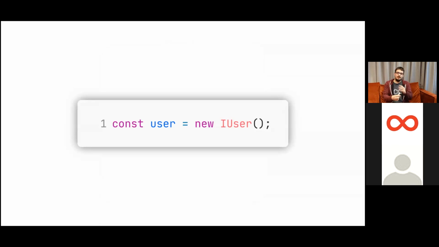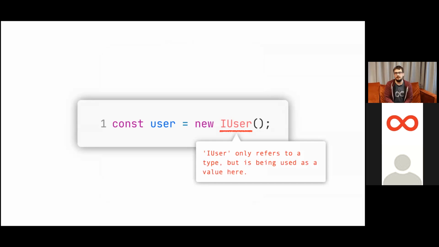One thing that you cannot do with interfaces is instantiate them. So if you try doing something like this, you will get an error because IUser only refers to a type, but it is being used as a value here. So what does it mean that it is being used as a value? Well, if we want to instantiate something, we need to have a class or a constructor function.